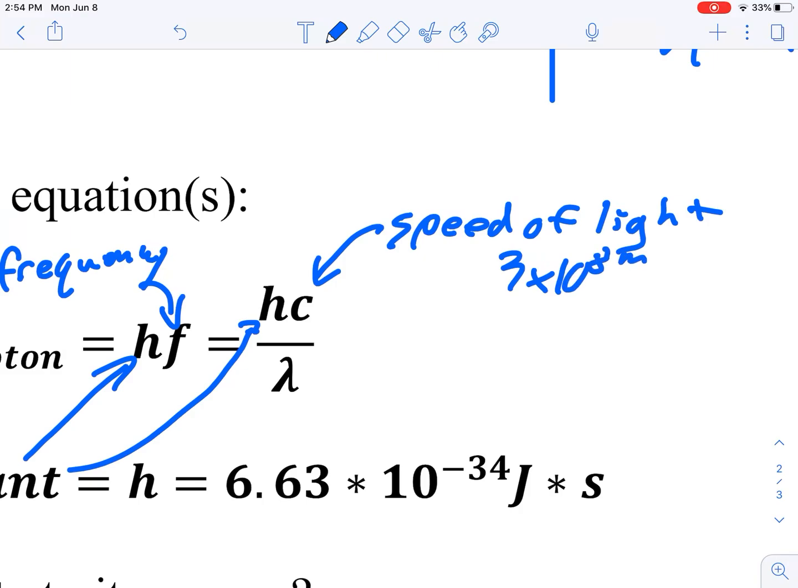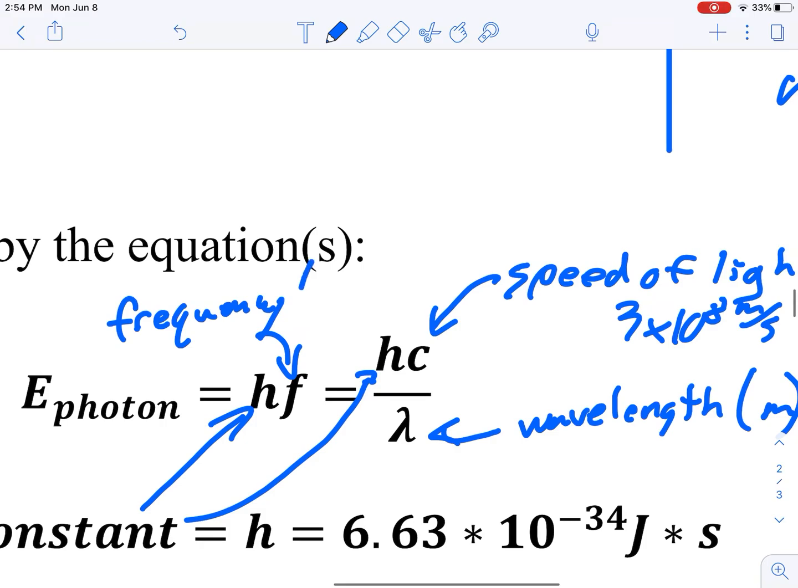Three times 10 to the 8th meters per second. And h is wavelength. Wavelength is measured in meters. Frequency is measured in hertz, which is also 1 over seconds.